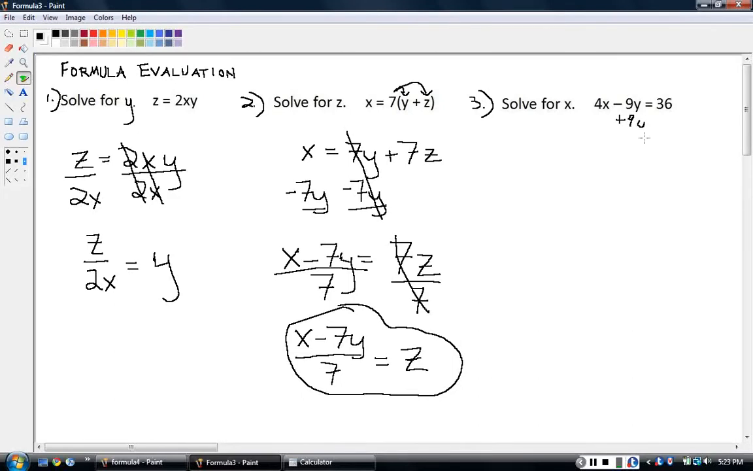Right? In this case, add because it's minus 9y, so I got to add it to both sides in order to get rid of the y expression. Okay, so that's gone. So it leaves me with 4x equals, and on the right side again, I can't add the 36 and 9y together, so I just do the best I can. 36 plus 9y.